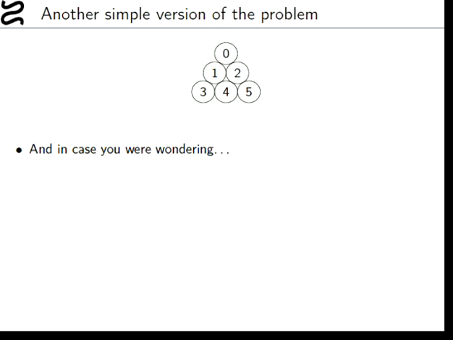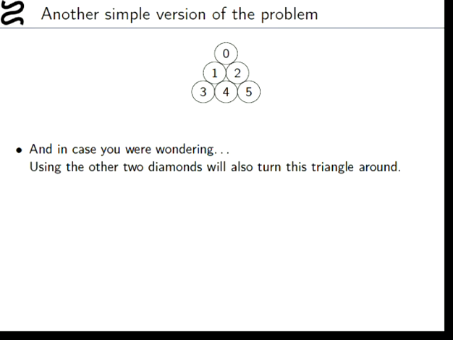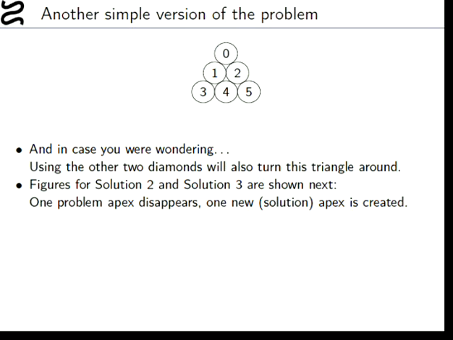And in case you were wondering, using the other 2 diamonds will also turn this triangle upside down. Figures for solution 2 and solution 3 are coming up next. Always, one original problem apex disappears, and a new solution apex is created.